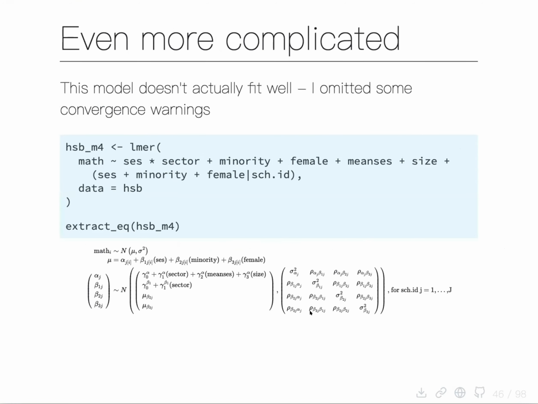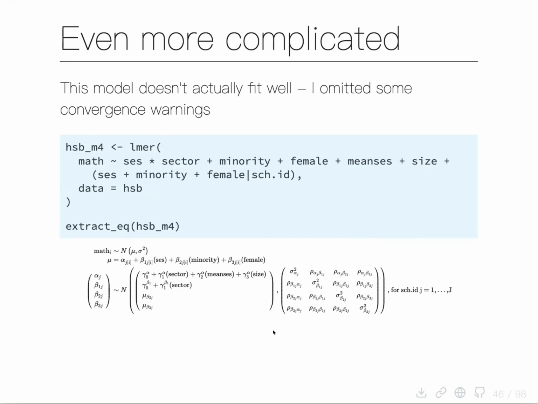All right, so here I've now added a bunch of other stuff. So we've got SES times sector, just like we did before. But now I'm saying plus minority plus female, those are both student level predictors. Plus mean SES plus size, those are both school level predictors. And then I'm saying SES and minority and female are all varying across school IDs, okay?